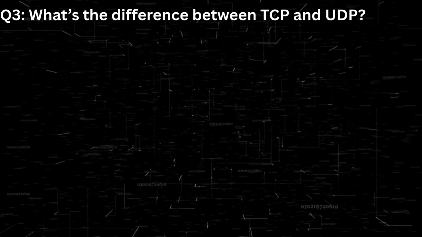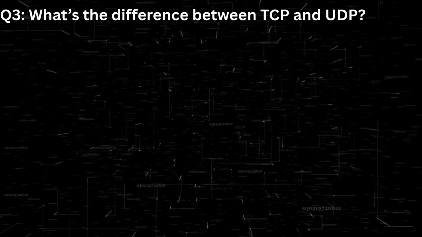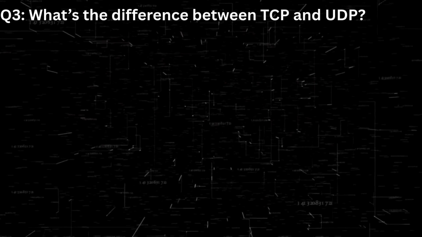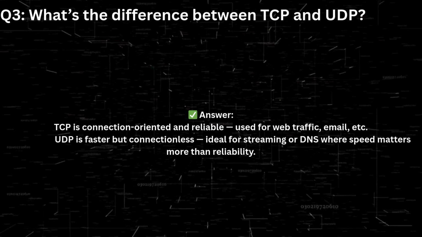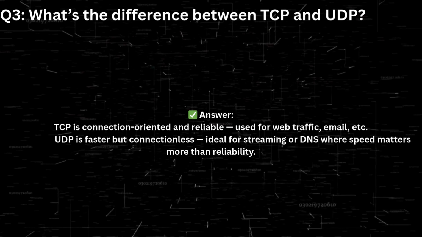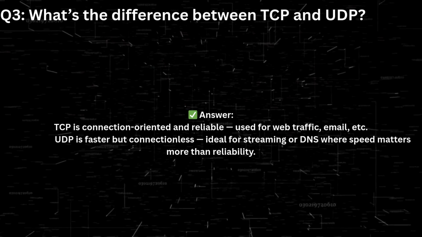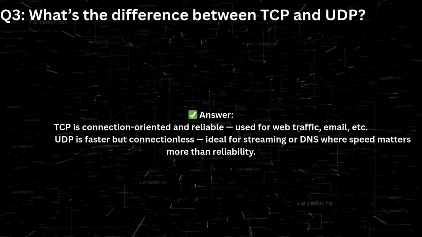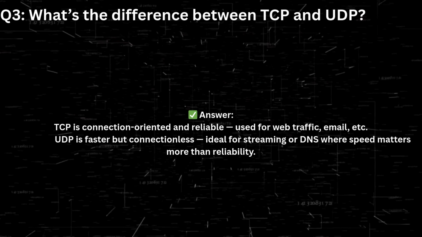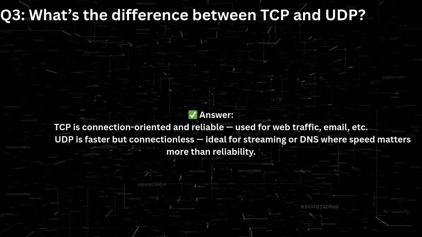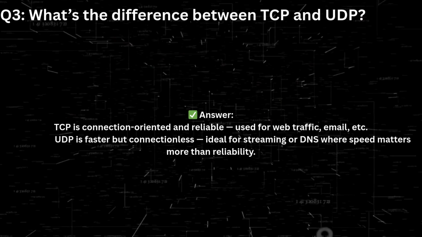If we take the next question, what is the difference between TCP and UDP? TCP is connection-oriented and reliable, used for web traffic, email, etc. UDP is faster but connectionless, so it is ideal for streaming or DNS where speed matters more than reliability.